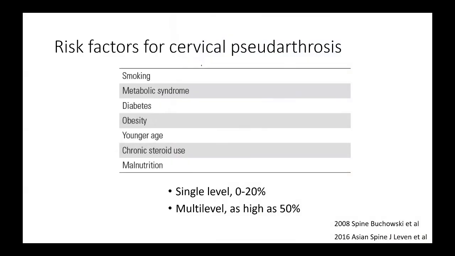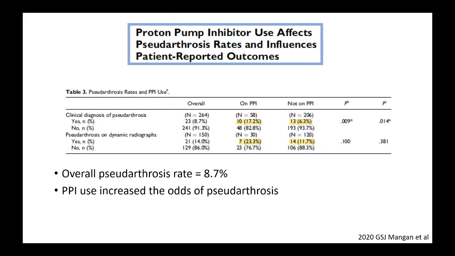The risk factors are very similar to lumbar pseudarthrosis. Younger age is significantly associated with a higher rate of symptomatic pseudarthrosis. This could be related to higher physical demand on the implant and fusion site, or higher expectations in younger patients. Also, multilevel fusions can be associated with a higher risk of pseudarthrosis. Something I didn't know before I prepared this talk was that PPI use can potentially increase the risk of pseudarthrosis.